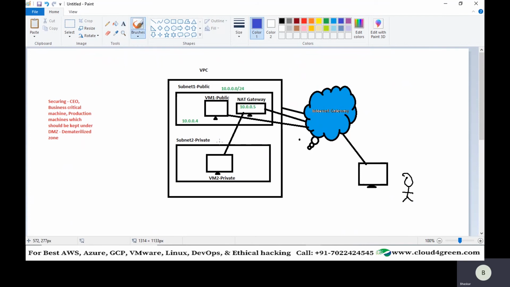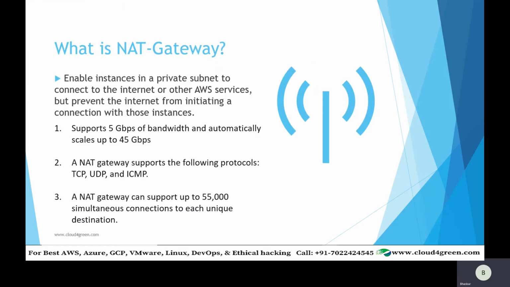This machine will get internet connection, that's for sure, so that it can send a request and receive the response, that is only through NAT gateway, whereas an external user is not allowed to connect directly. I mean, it's not allowed to connect to this machine. Okay, right.